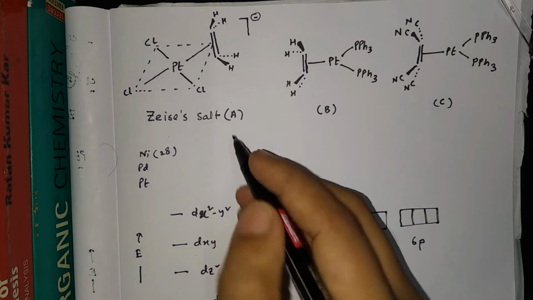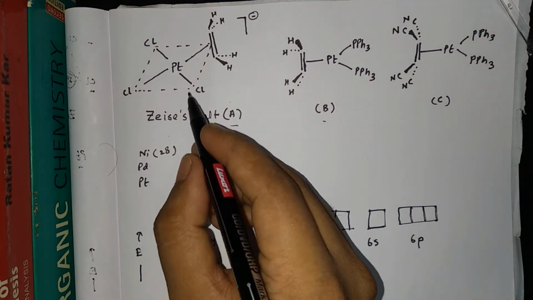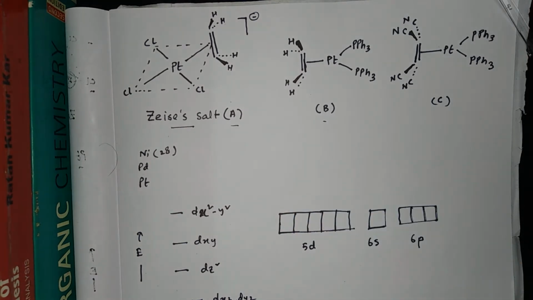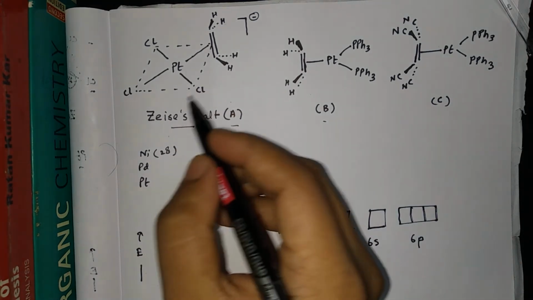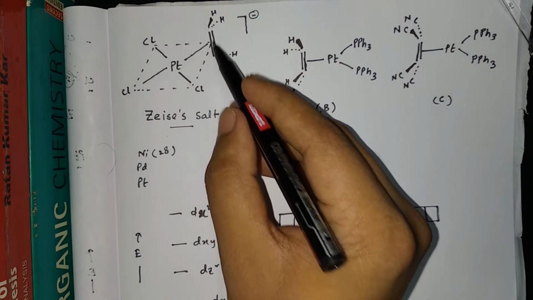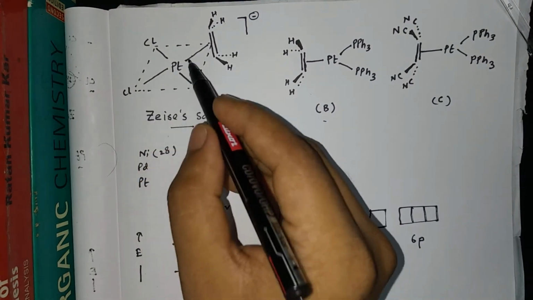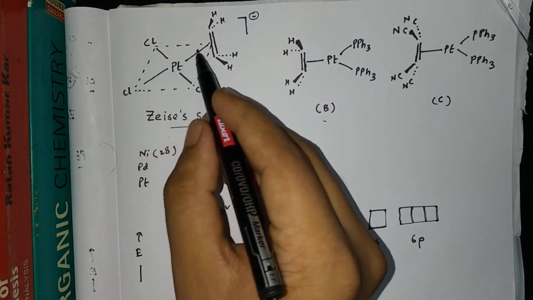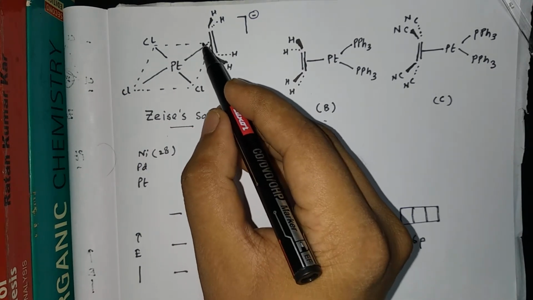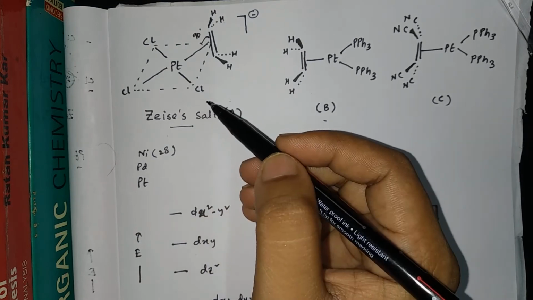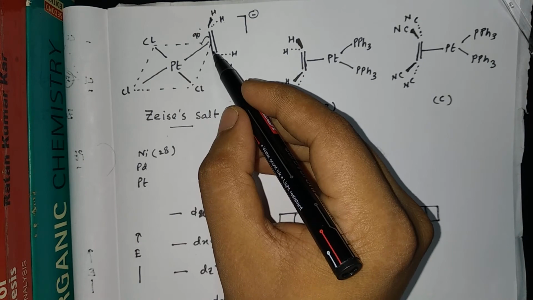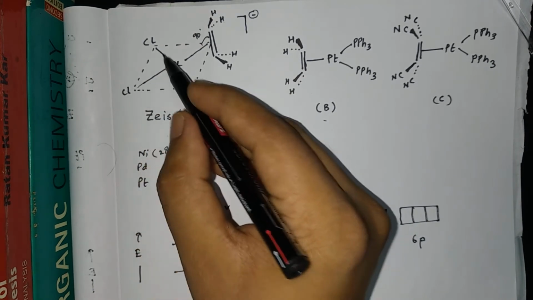So these are the three complexes A, B and C, and complex A is known as Zeise's salt. First I want to talk about some important structural features of this Zeise's salt. The C=C is perpendicular to this plane, where the 3 Cl and platinum are, so this angle is 90 degrees. And one more thing is that the platinum-chlorine bond distance which is trans to this C=C bond is slightly longer than the other Pt-Cl bonds.